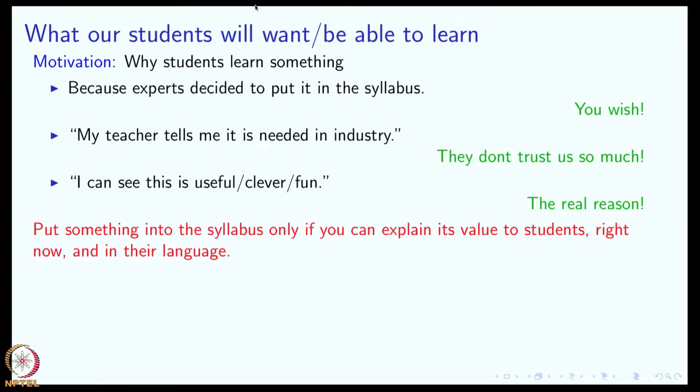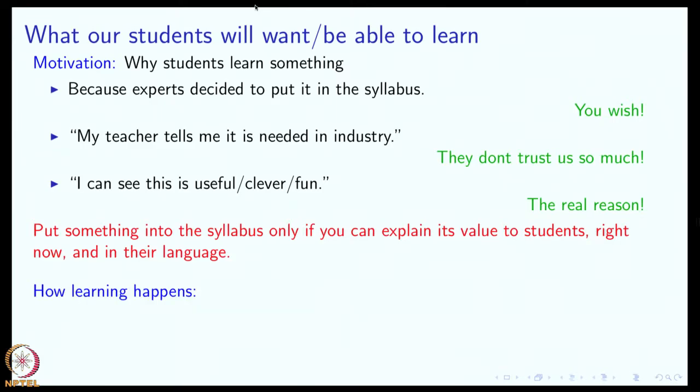So what does this tell us? It says put something into the syllabus only if you can explain its value to students right now and in their language, that is, in a way that they can understand. Don't use big words. Don't tell them experts say that this is needed. Don't say that industry needs to maintain programs for tens of months or tens of years and therefore you should code in a certain style. That is something that they have to learn through experience. My suggestion would be, don't even bother to talk about it. If you talk about it, you will lose your credibility.